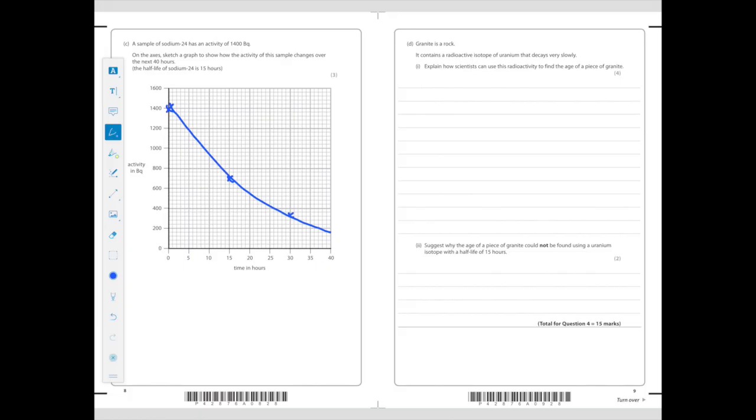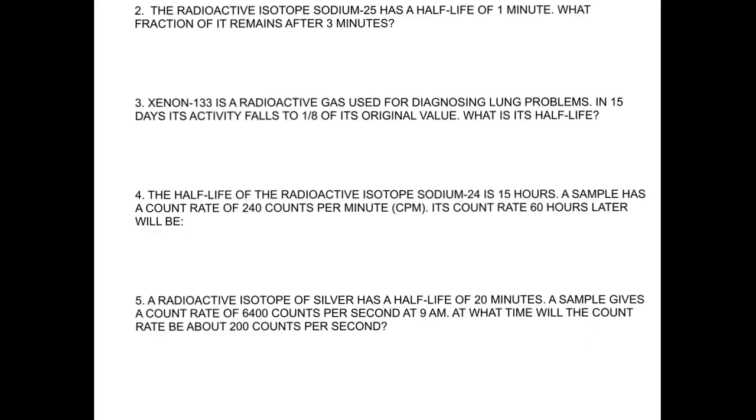Suggest why the age of a piece of granite could not be found using a uranium isotope with a half-life of 15 hours. And that's obvious because the half-life is too short. 15 hours has meant that the decay has occurred far too quickly, and so the activity now would be far too small to measure.